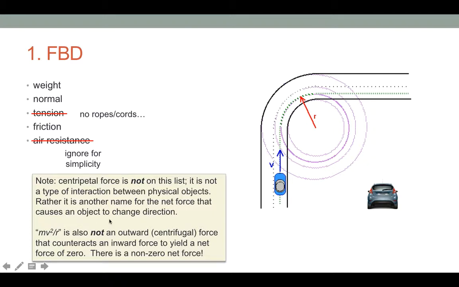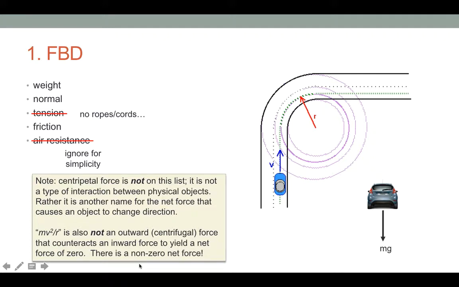Another important point is to note that we do not have an inward centripetal force counterbalanced by an outward centrifugal force, which might be called mv squared over r, and those two forces counteract each other to keep the car going at a constant speed, because there is a non-zero net force acting on the car as it turns. There has to be. Otherwise, it wouldn't be accelerating. If there were an inward and an outward force that counterbalanced each other, the car would in fact be going in a straight line and would not turn. So we do not have both an inward and an outward force acting on the car.